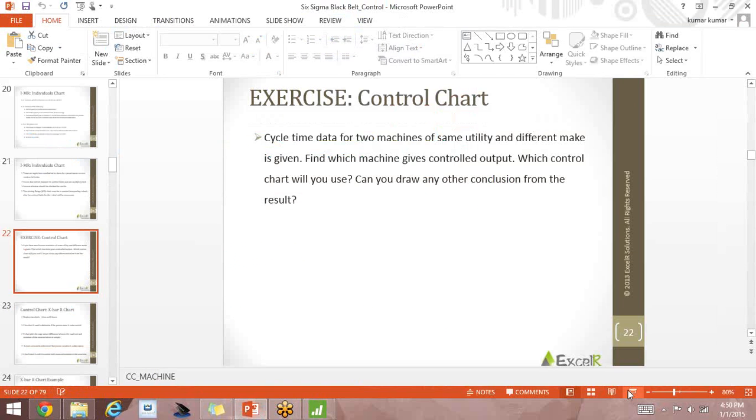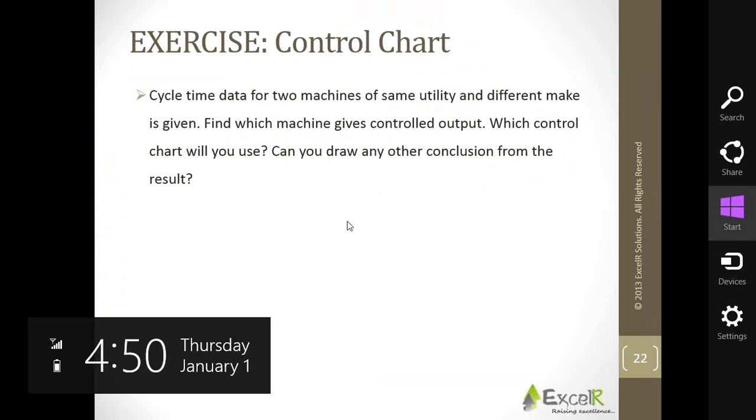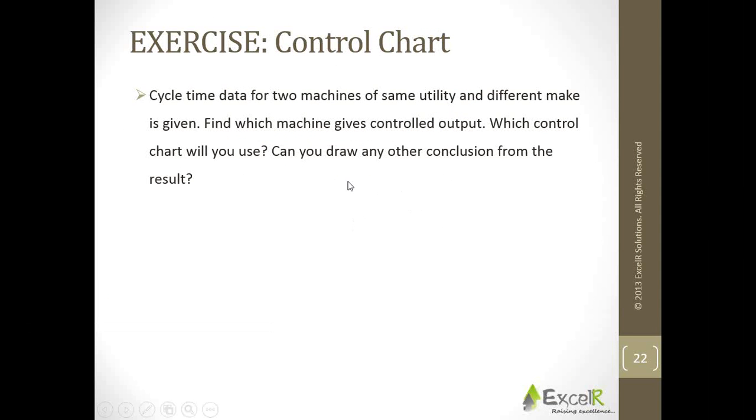If you go back to my question, the question is to find which machine gives controlled output. Machine 1 gives controlled output, not machine 2. Which control chart will you use? X bar R. Can you draw any other conclusions from the result? Yes. We conclude that there is this one outlier in the range chart for machine 2.